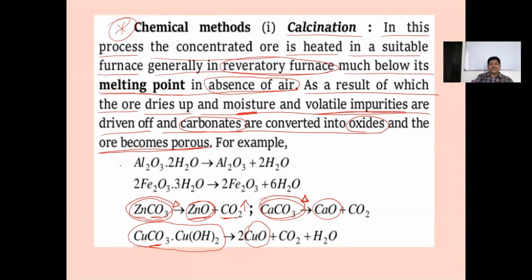And sometimes it is used for aluminum oxide 2H2O and iron oxide 3H2O. 2 moles of Fe2O3 3H2O and 1 mole of Al2O3 2H2O will be heated to get oxide ore. Only oxide ore will be formed. It is hydrated oxide, hydrated oxide ore of iron and hydrated oxide ore of aluminum. When these two are subjected to calcination, oxide ore will be formed. Iron oxide and aluminum oxide will be obtained here by the removal of moisture, by the removal of water. So this is the calcination process.